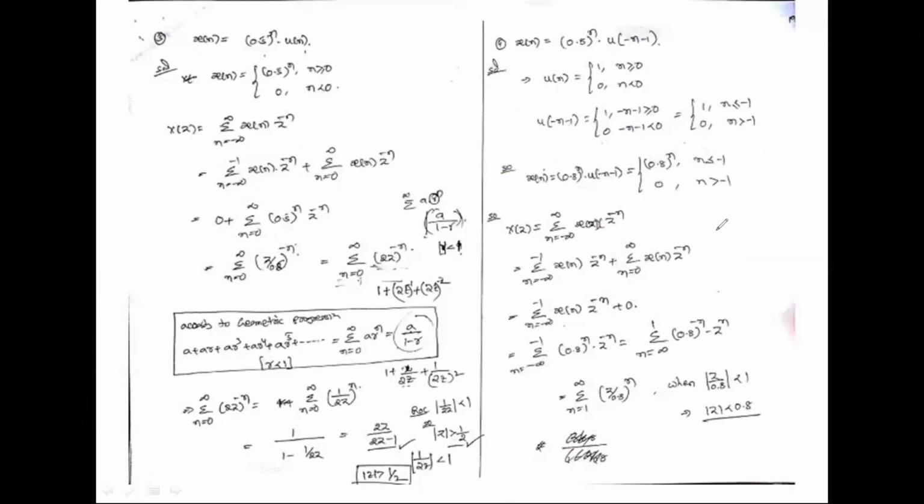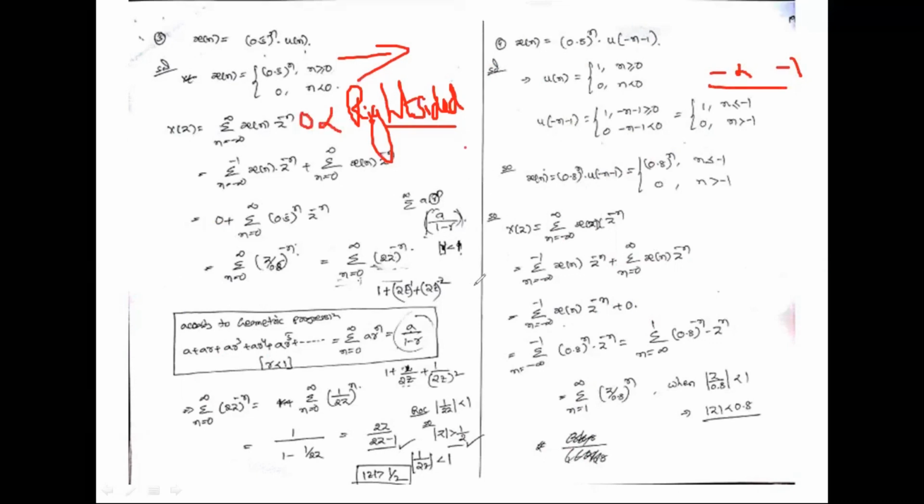u of n, 0.5 to the power n u of n, is a right-sided sequence. Now the u of minus n minus 1: u of minus n is a left-sided sequence. Because it is discrete, 0 to infinity is right-sided, and minus infinity to minus 1 is the left side. The minus 1 value is a left-sided function.